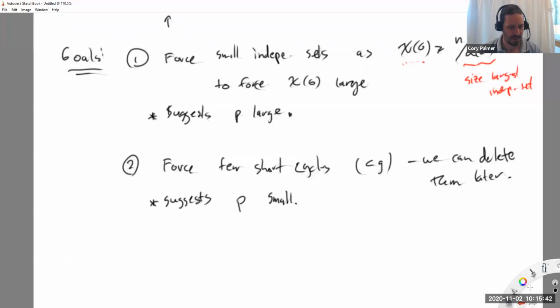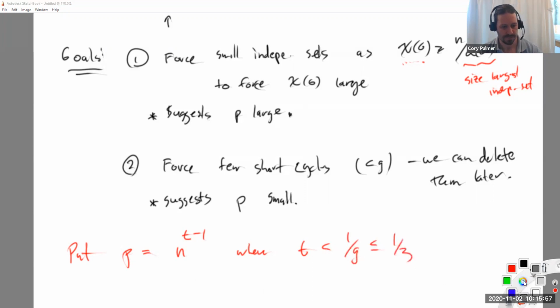Okay, so what's P going to be? Let's put it in red here. Let's put P equal to n to the t minus 1, where t is something that's smaller than 1 over g, which is at most 1 over 3. Okay, let's just dwell on this for a second here. g is the girth value there. So if I want no cycles of length shorter than 100, then t is less than 1 over 100, and p is n to the t minus 1.